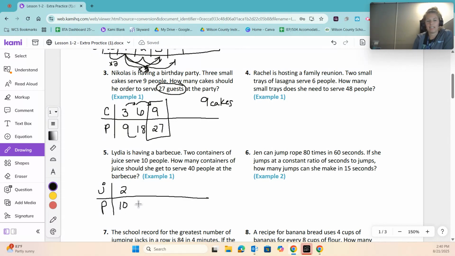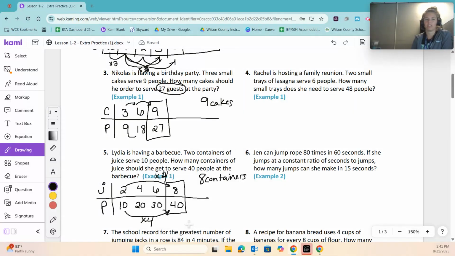And 20 people is going to be 4 containers. Again, for every 10 people, we need 2 more containers. So if we have 30 people, we're going to need 6 containers. For 40 people, which is what we're looking for, we are going to need 8 containers. We could also do 1 times 4 here, which would be 2 times 4, which would give us our 8 containers we were looking for. So 2 different ways that you can use these tables to help.